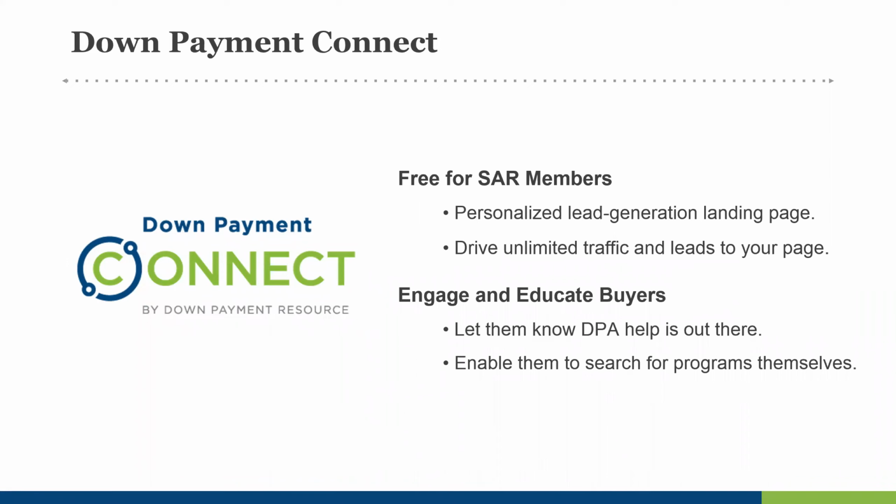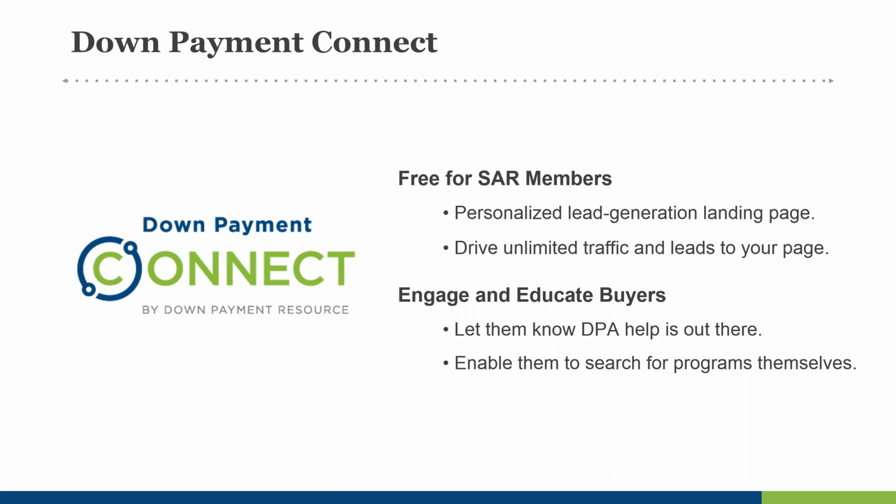You can drive unlimited traffic to it, gain unlimited leads from it. So you're not buying leads. You're using this landing page where consumers come search for down payment help where they want to buy a home. And it lets you start that conversation by letting that potential home buyer or aspiring home buyer know that these programs exist, and then showing them a path to find the programs that might be available where they want to buy.